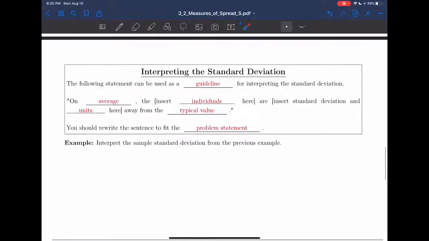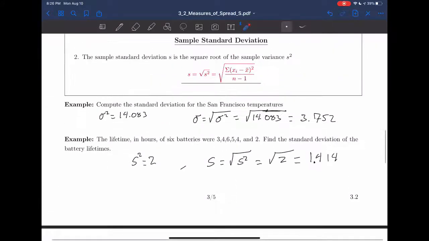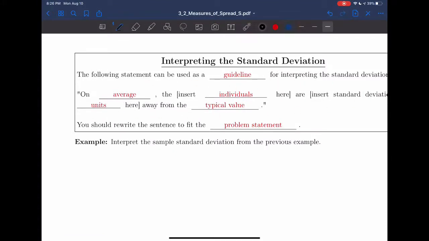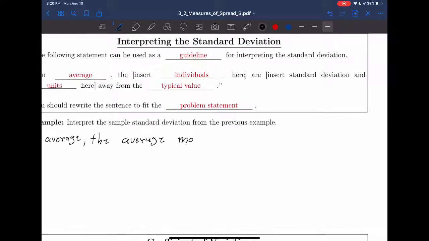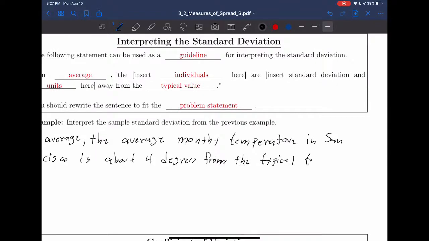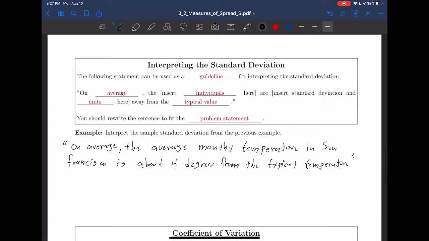So for example, let's interpret the standard deviation of the San Francisco temperature. So following our guideline here, we could write: on average, the average monthly temperature in San Francisco is about 4 degrees from the typical temperature. And notice that what I wrote down and my guideline is something very similar.